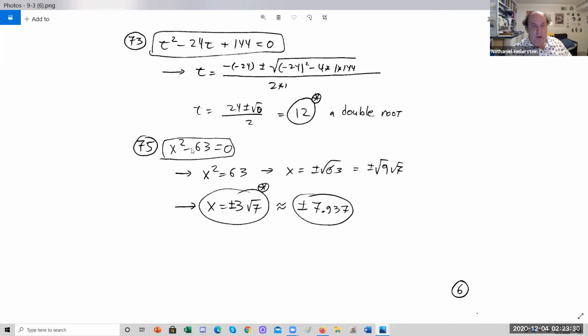x squared minus 63 is 0. This is going to be solved by square roots. Transpose the 63 to the right. x is plus or minus root 63. And 63's largest square factor is 9. Root 9, root 7. Root 9 is 3. So x is plus or minus 3 root 7, or approximately plus or minus 7.937.